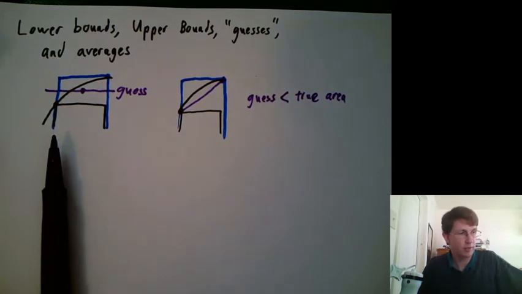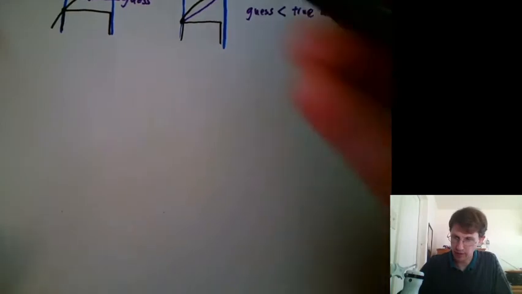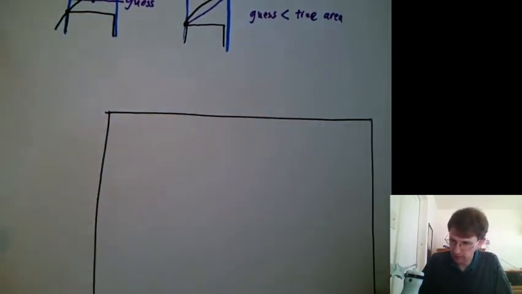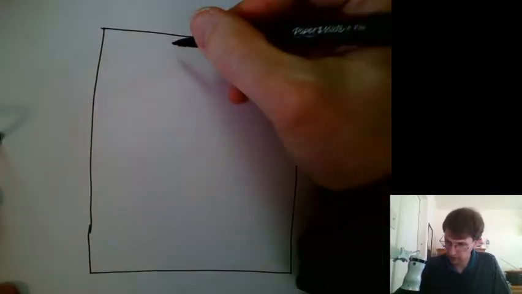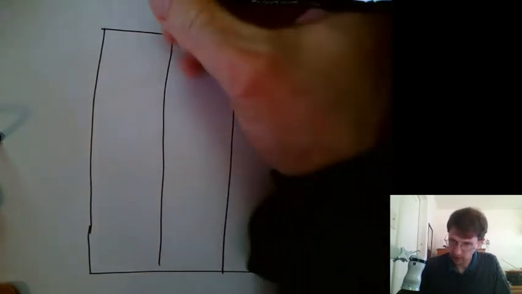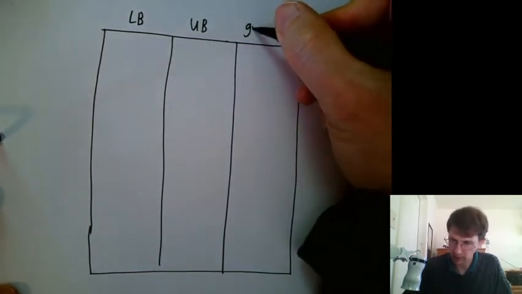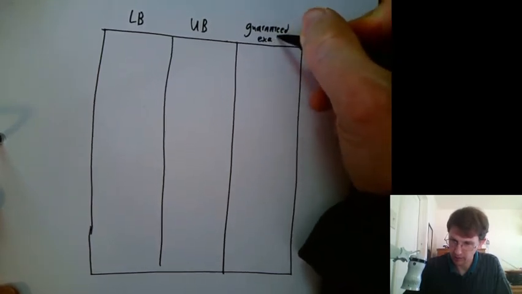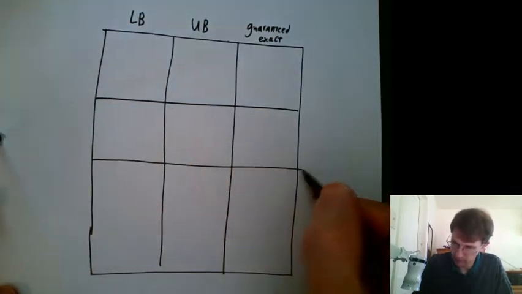So in the homework, let me get you set up on this because the homework just describes a table, but I want to actually draw it out here. Let's say you have a table with 3 columns and 4 rows. And we'll say lower bound, upper bound, and guaranteed exact. And then we'll have like that.